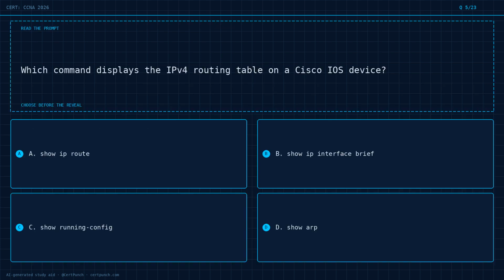Question 5 of 23. Which command displays the IPv4 routing table on a Cisco IOS device? Option A. show ip route. Option B. show ip interface brief. Option C. show running-config. Option D. show arp. Choose the best answer before the reveal. Commit to it now. The answer is Option A.